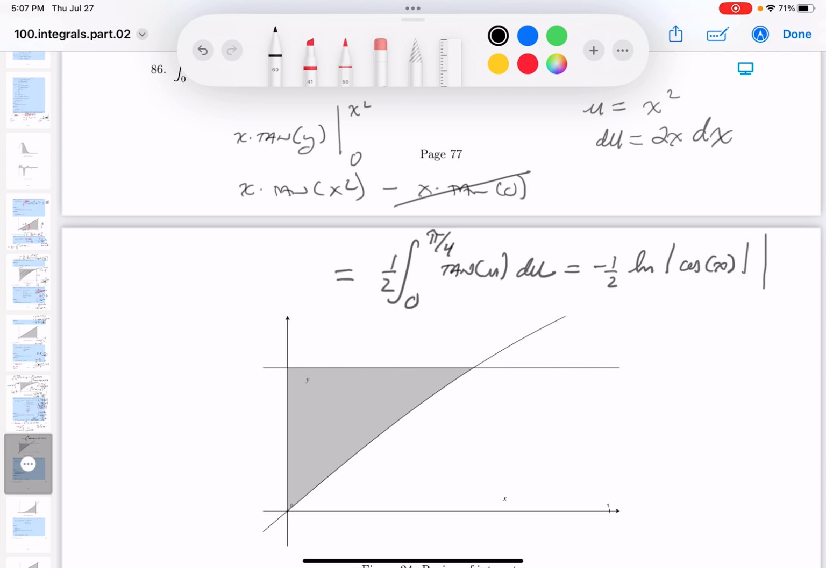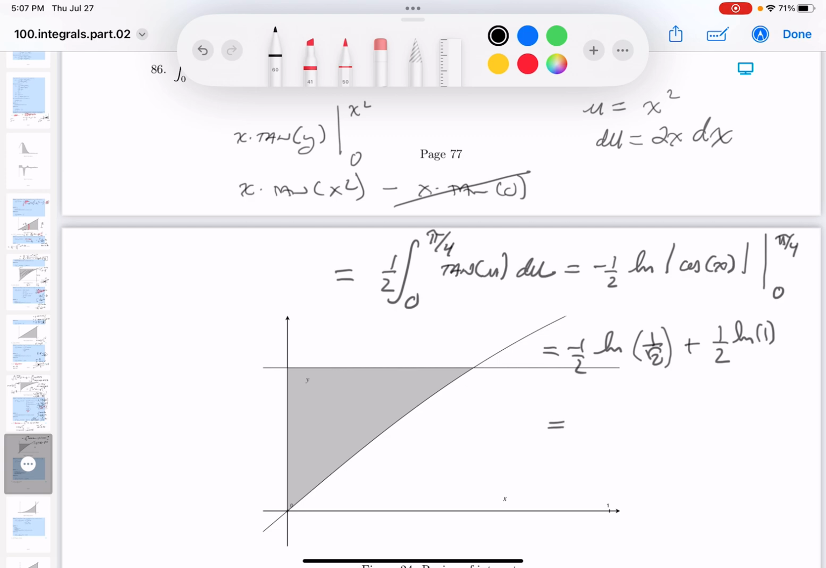And what are the limits of integration? It goes from 0 to pi over 4. I think I can do that. And what do you get? Minus 1/2 natural log. Well, the cosine of pi over 4 is 1 over root 2. The absolute value of that is 1 over root 2, so I'll write that down. And then minus and minus, so plus 1/2. And then it's going to be the natural log of the cosine of 0, which is 1. The absolute value of 1 is 1. And the natural log of 1 is 0.